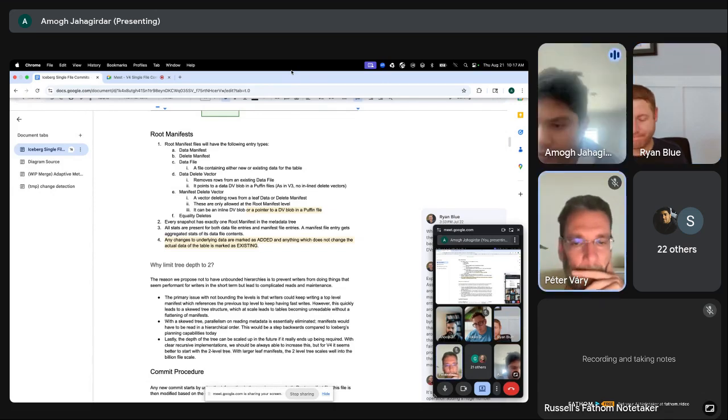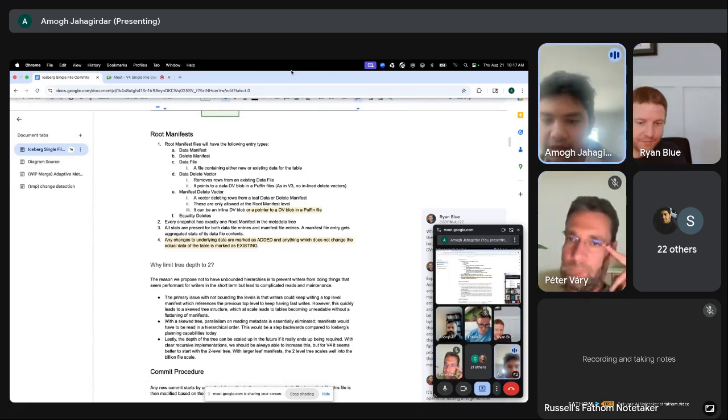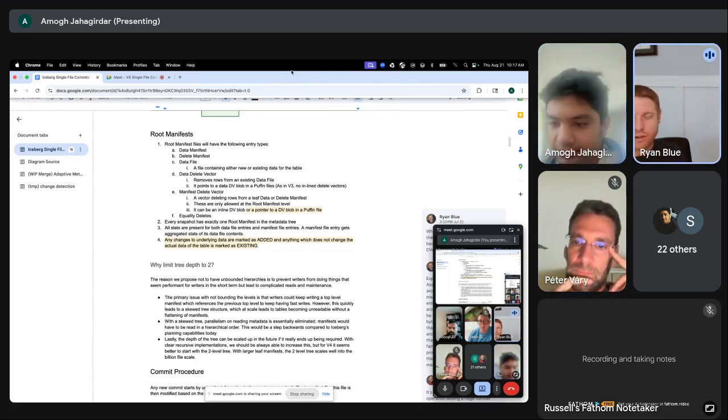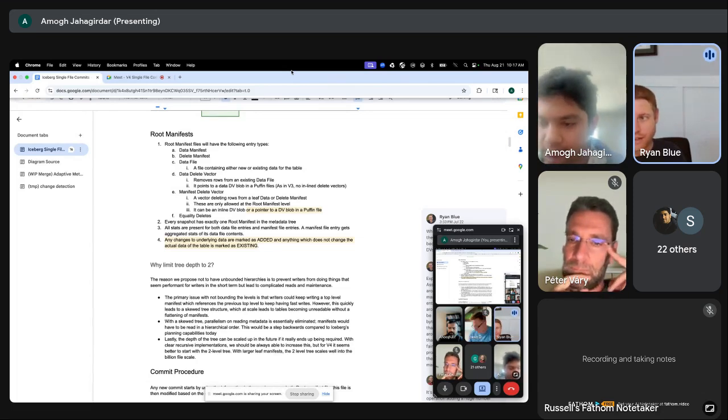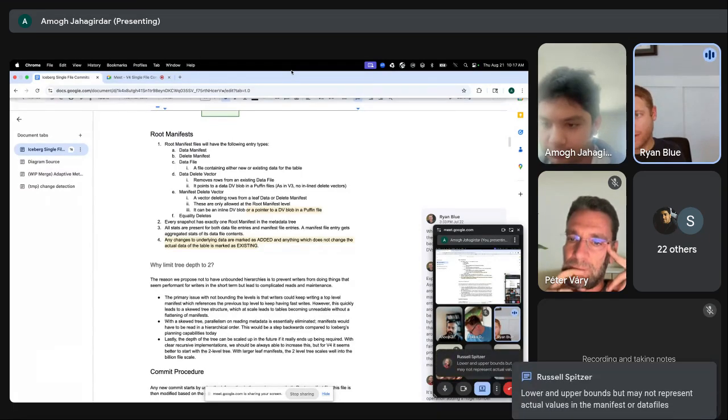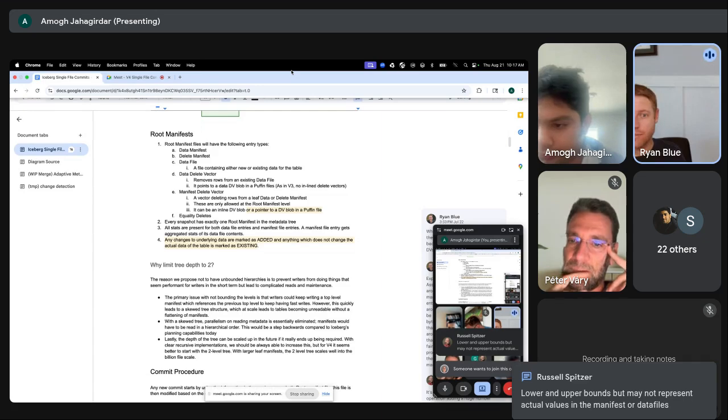Okay, thanks. Yeah, right. The entry stats don't need to be updated, is I guess the point. Yeah, but they are not exact. So if there's a DV against a data file and no equality deletes, you do know how many records are in that file, but your NaN count and null count may be higher.